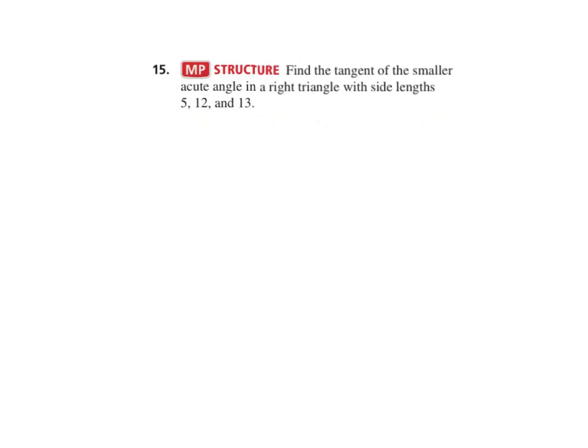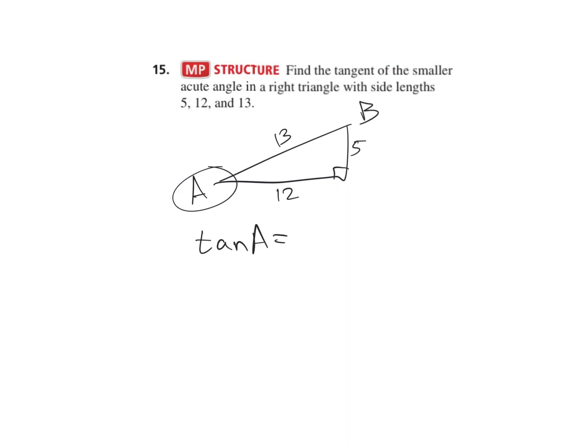Find the tangent of the smaller acute angle in a right triangle with these side legs. All right, so let's just draw a right triangle, not necessarily 45, 45, 90. One long, one short. So this is 5, this is 12, and the long side has to be the hypotenuse, so 13 there. We want the acute angles, so we'll label these A and B. Let's do angle A first. The tangent of A is equal to the opposite leg over the adjacent leg. Again, we don't need the hypotenuse.